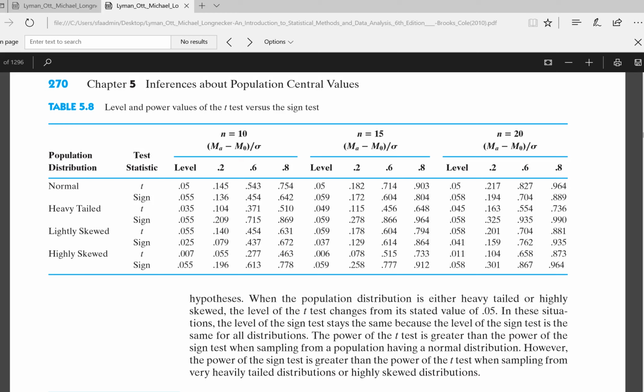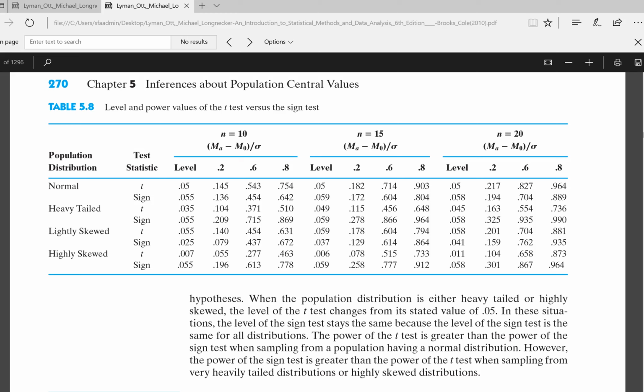Now if you're sampling from a normal population and you use a t-test statistic, and the level of your test, the significance level, is 0.05, that is good. What this value is in here is the proportion of times in a simulation study that the test rejected the null when it should not have. And in fact in this simulation study, M_A was equal to M naught in this row where it says level.